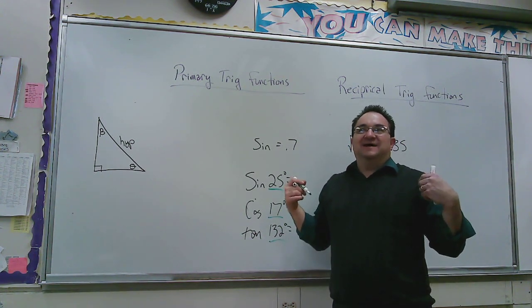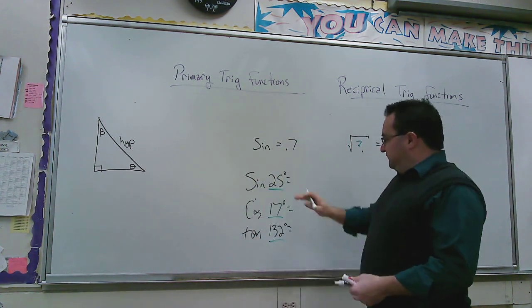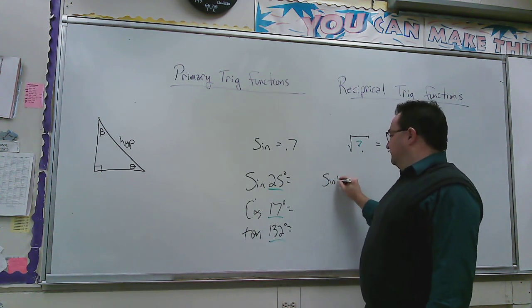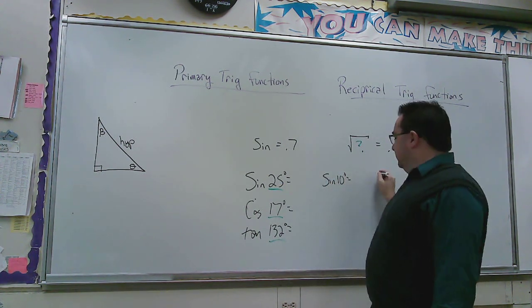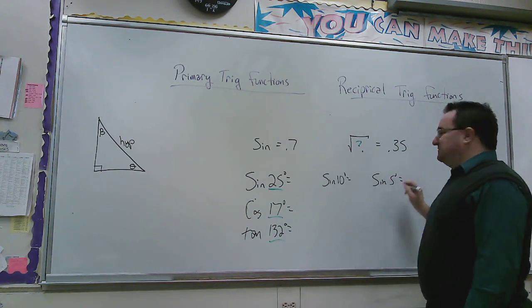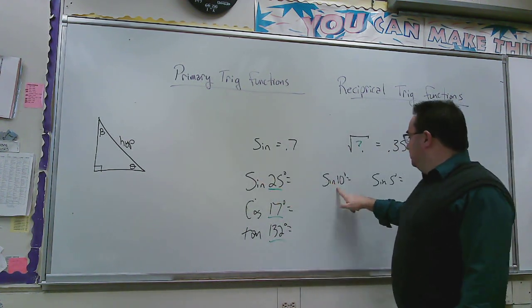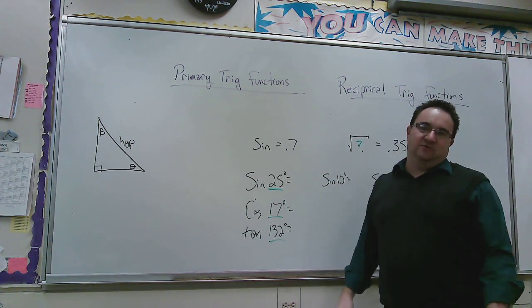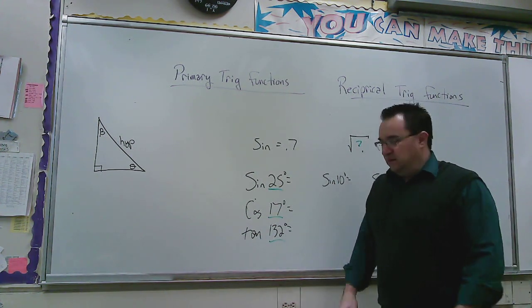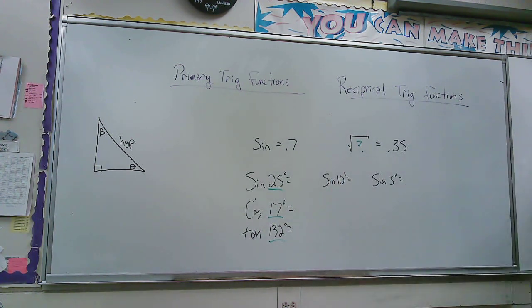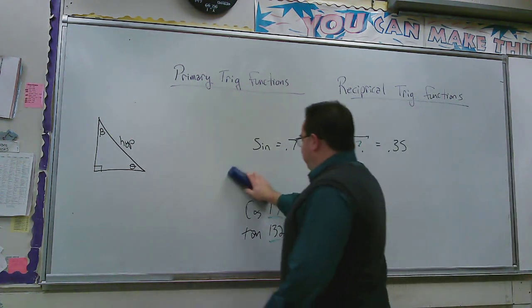You have to take the sine of an angle. If I have the sine of 25, it equals a certain number. If I have the sine of 10 degrees, it's a different number. If I have the sine of 5 degrees, it's a different number. You can't just say sine. What angle are you talking about that you're doing the sine to? So I know that's kind of a weird thing, but that is very important.